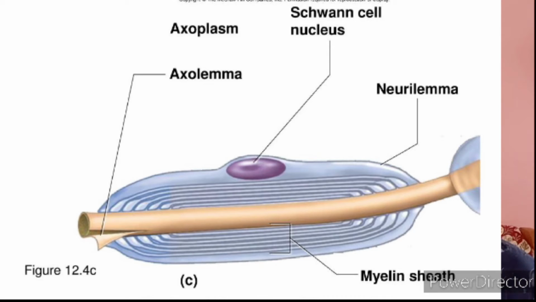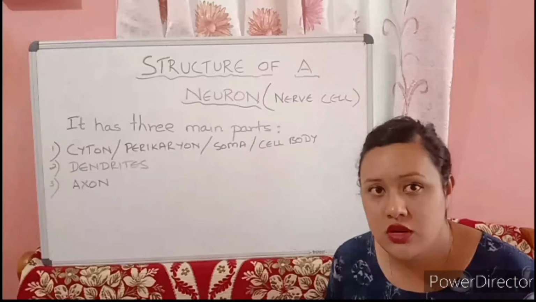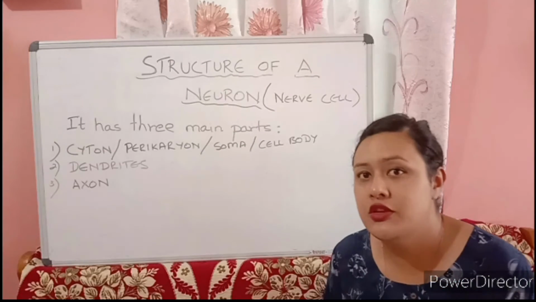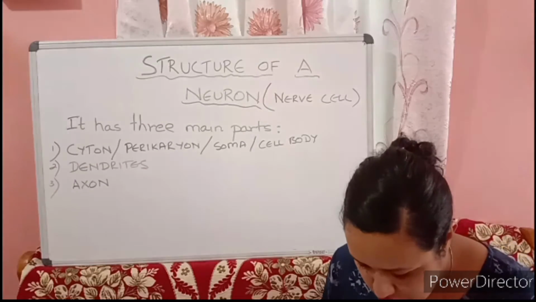And remember that the axolemma and the neurolemma are continuous layers, except the myelin sheath, which is broken in between. So there are constrictions, gaps in between. They are not a continuous layer.